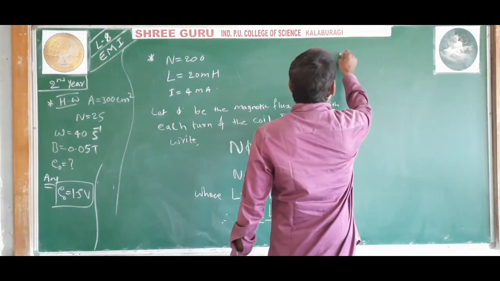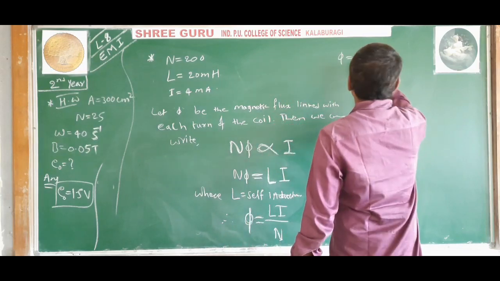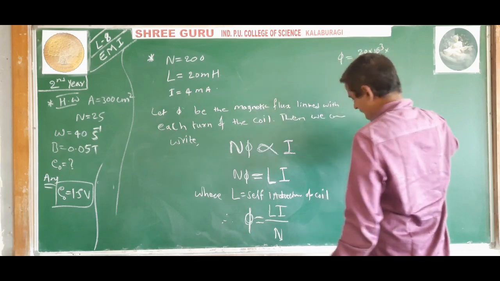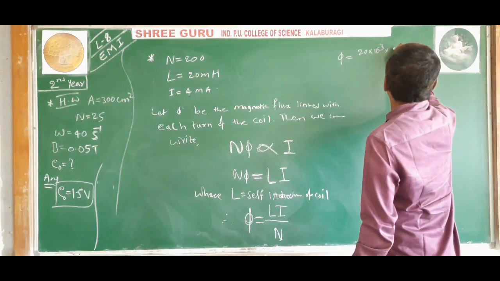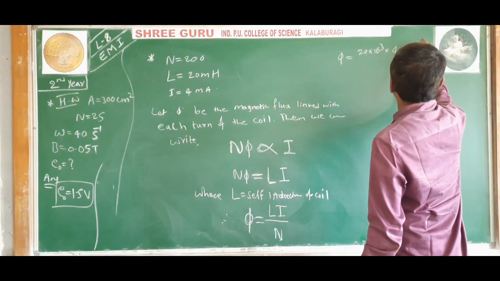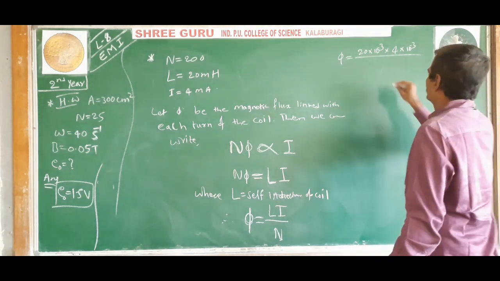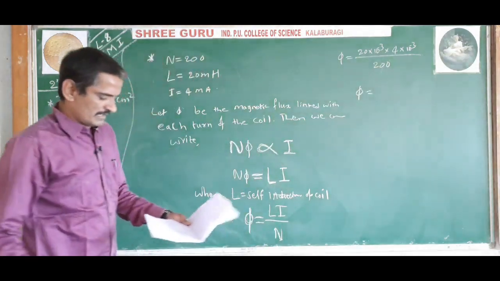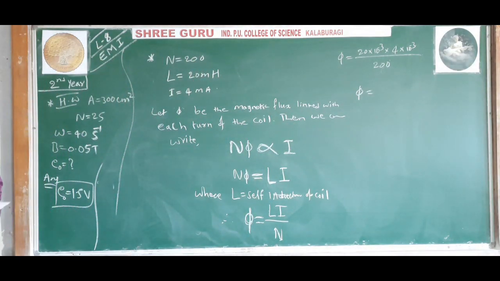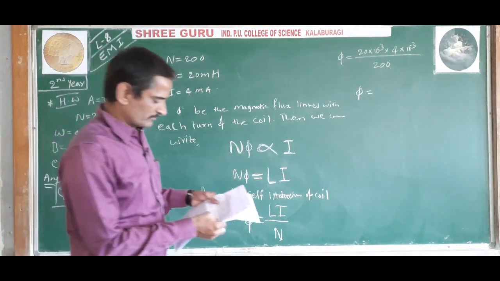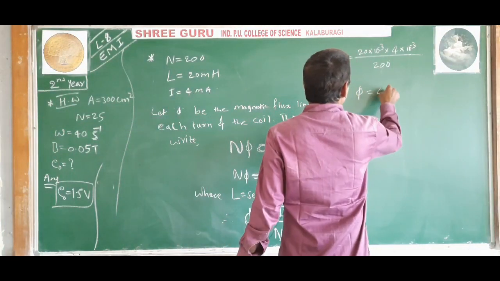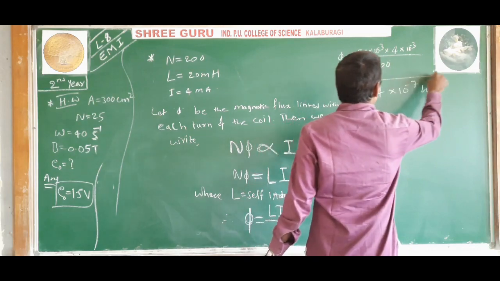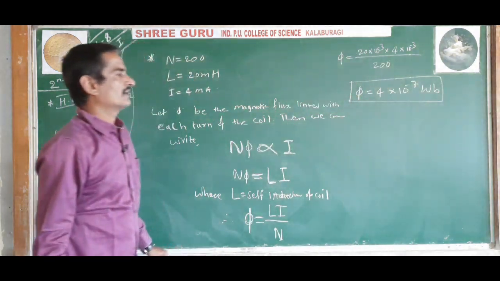So phi is equal to L, L is 20 millihenry, that is 20 into 10 to the power minus 3, I is 4 milliampere, 4 into 10 to the power minus 3, divided by N, N is 200. Do the simplification and you will get the answer. The answer will come out to be 4 into 10 to the power minus 7 Weber. So this is the answer.